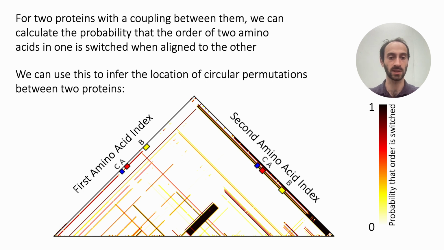Most of this plot is very light, indicating that the order of almost all amino acids is preserved, with the exception of the dark rectangle in the middle, indicating that the C motif switches places with the A through B region when you go from one protein to the other.